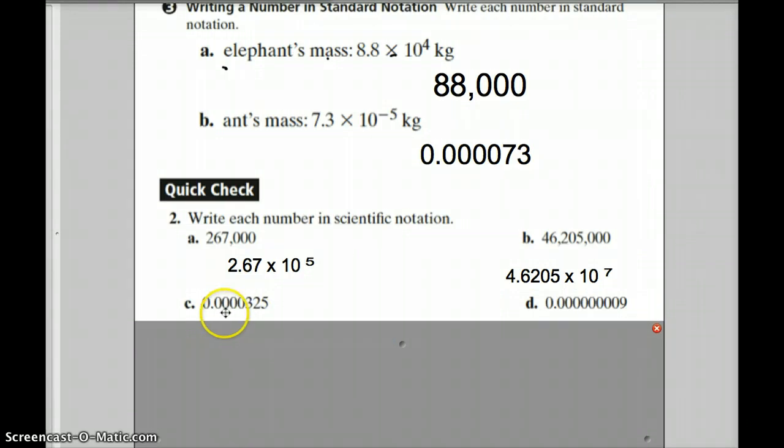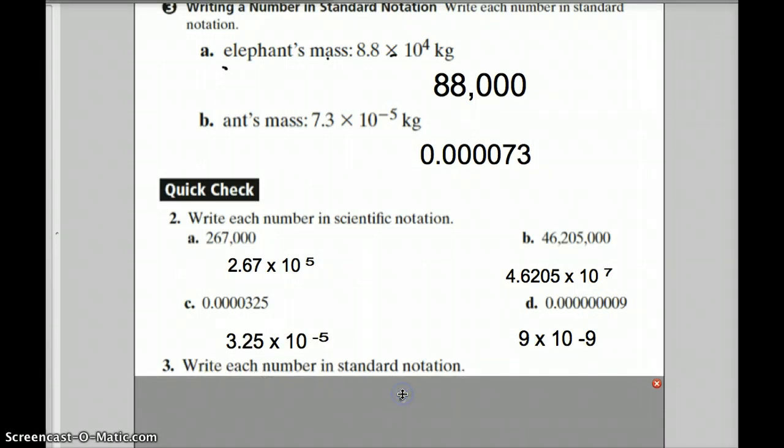Two more examples. Here we've got some small numbers. So here's our decimal. We need it to be between the 3 and the 2. So we're moving it 1, 2, 3, 4, 5 spots, and again we moved it to the right, so that's going to be negative. Over here we're going to move it 1, 2, 3, 4, 5, 6, 7, 8, 9 spots. So we have 3.25 times 10 to the negative 5 and 9.9 times 10 to the negative 9.